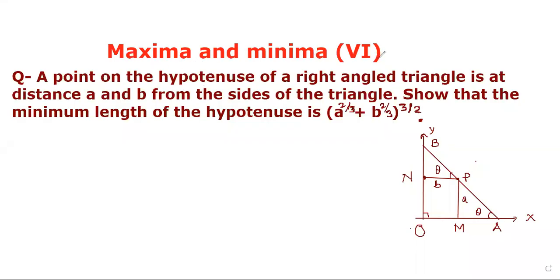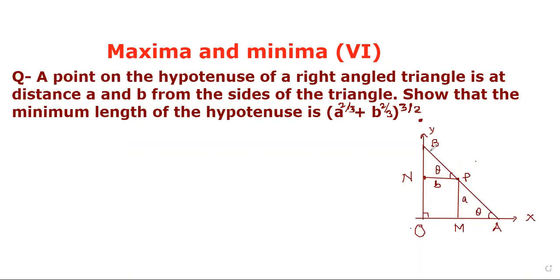Maxima and minima, part 6. A point on the hypotenuse of a right angle triangle is at distance A and B from the sides of the triangle. Show that the minimum length of the hypotenuse is (A^(2/3) + B^(2/3))^(3/2).